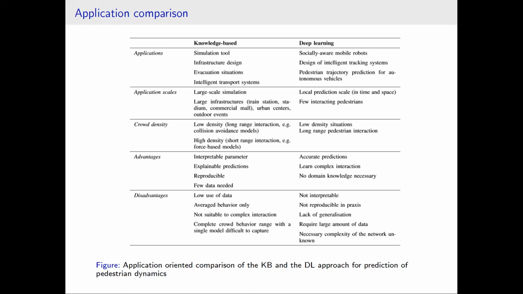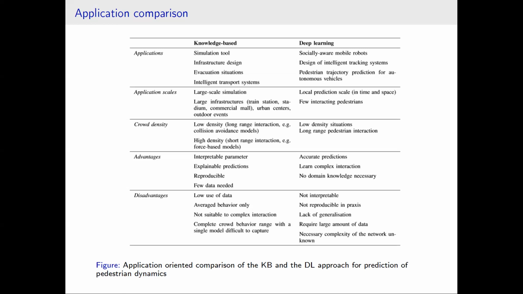Advantages of the knowledge-based models are that they have interpretable parameters, and that they make predictions which can be reproduced and are explainable, because you know why the decision or the prediction is made, and there's not so much dependence on data. Disadvantages are that they only model average behavior, that they are not suitable for complex interactions, and can't cope with a whole range of different behaviors in a single model.